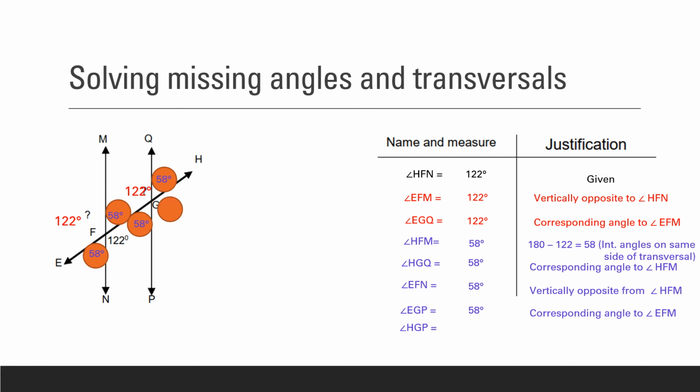And last but not least, we have one last angle, HGP. This one has to be 122 degrees. And I'm going to use a different reason now, supplementary angles. Supplementary angles mean that a straight line is going to add up to 180 degrees. So if I see that next to it I have a 58 degree angle, I can take 180, subtract 58, which leaves me with 122 degrees. And that is how I would solve all angles around the transversal line.